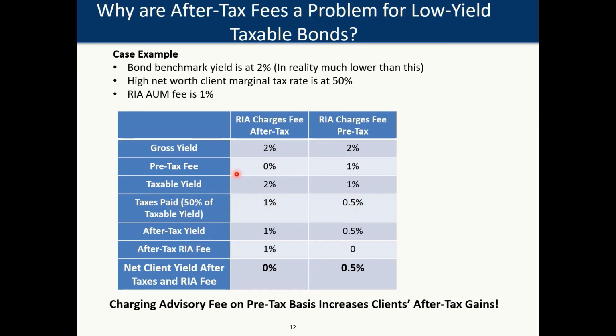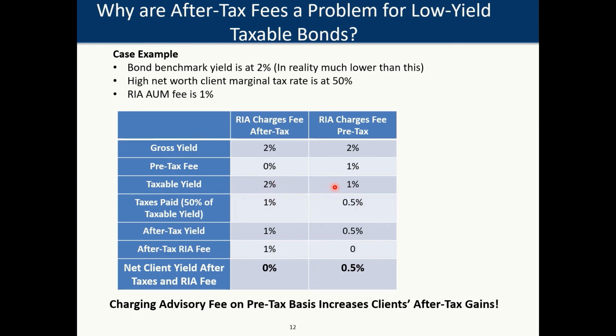Well, what happens if the RIA is able to move these tax inefficient assets into a retirement account and charge their fee pre-tax? Let's go through that example. So again, the gross yield is the same as it was before, 2%, but the only difference is here you're able to charge your pre-tax fee. So that pre-tax fee of 1% reduces the taxable yield. So the taxable yield is no longer 2%. The taxable yield is 1%, significantly lower.